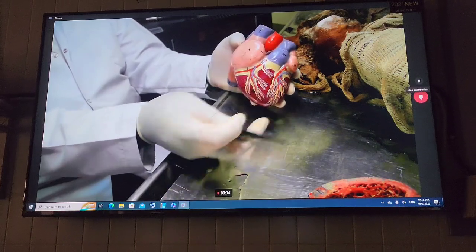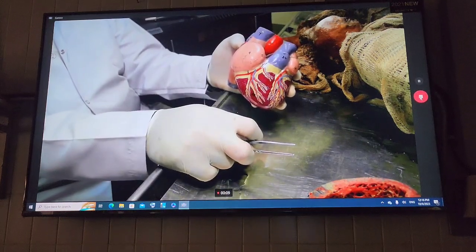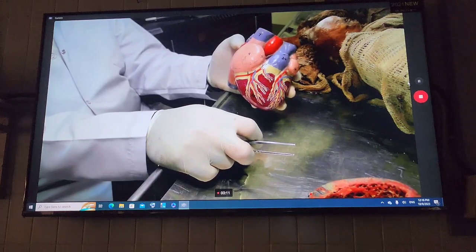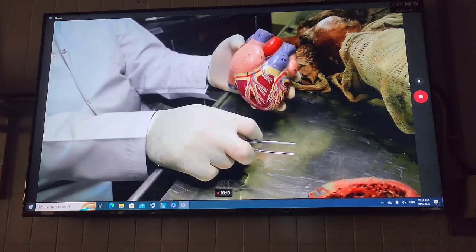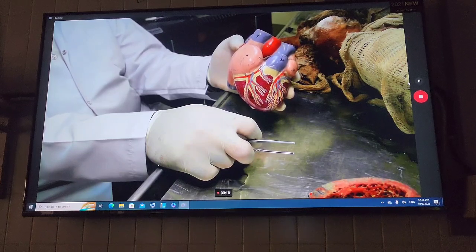Our session today is about the heart, external morphology, inside of the heart, and pericardium.